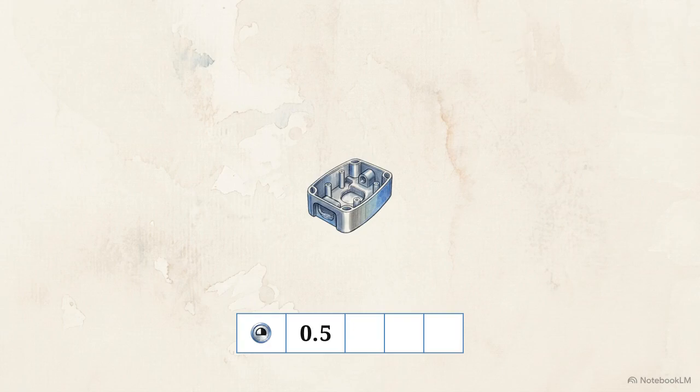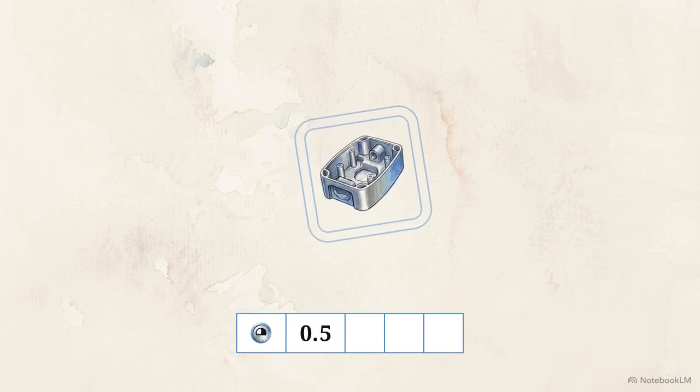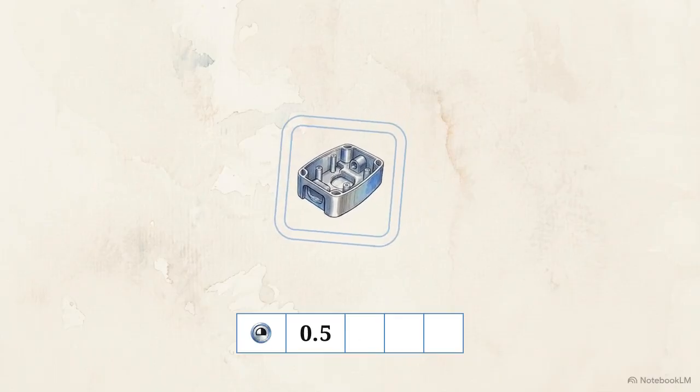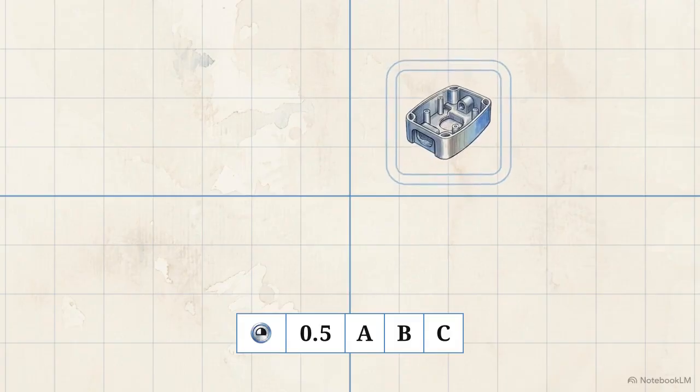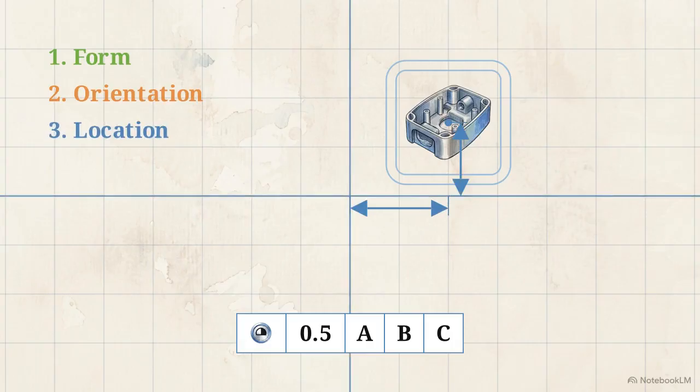Without datums, profile only controls the form of the surface. It verifies the shape is correct, regardless of location or orientation. But watch when we add datums A, B, and C. The tolerance zone snaps into a rigid position against the datum reference frame. The symbol now does three jobs at once, simultaneously controlling form, orientation, and location.